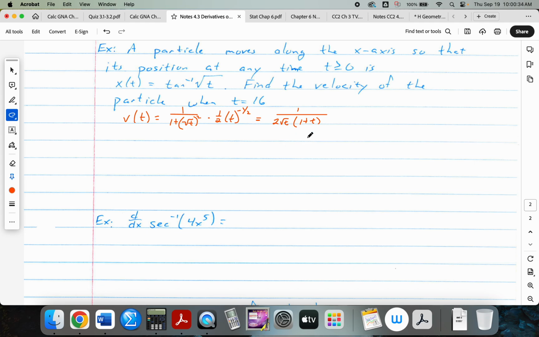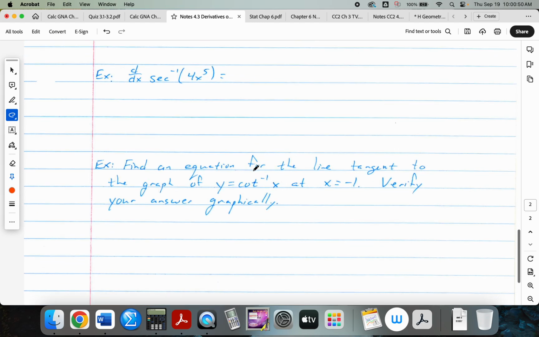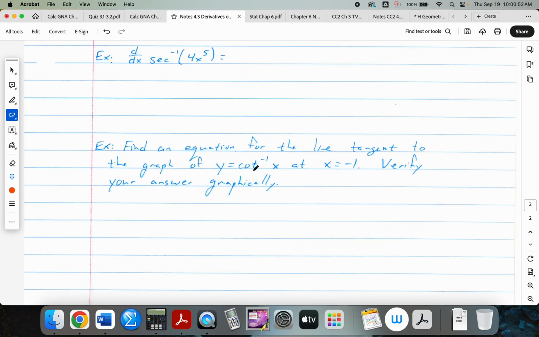But what you have to think about is that this would be 1 plus the square root of t squared. And then all this other stuff comes from the chain rule. You undo the chain rule also. Yeah, it's fun.